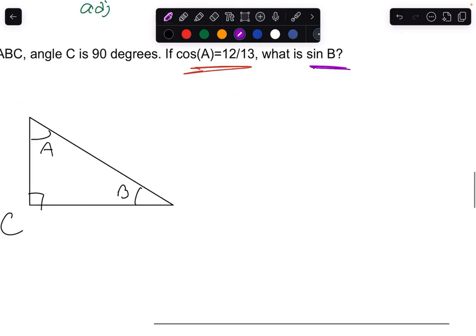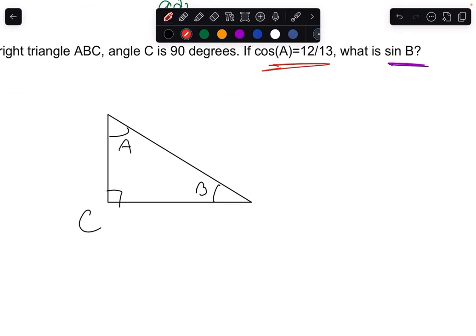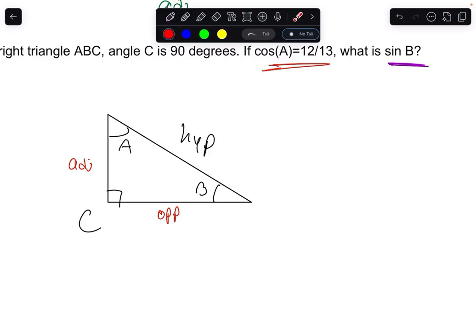So cosine of A represents the... oh, sorry, let me label my triangle. Opposite from A, adjacent to A, and then the hypotenuse. The hypotenuse is always that part, so I'll put it in black. But if you look at it from the reference of angle B, this side over here is actually the opposite side, and this side over here is actually the adjacent.